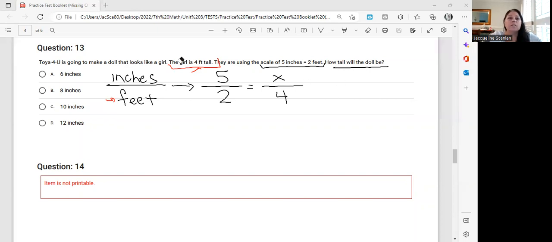All right, the good news about this one is that they made it very easy for us to solve because I do, in this case, know how to get from 2 to 4. To get from 2 to 4, I multiply by 2. And whatever I do to the bottom, I'm going to do to the top. 5 times 2 is 10. And remember, our answer is in terms of inches. So that means that the doll will be 10 inches tall. C.